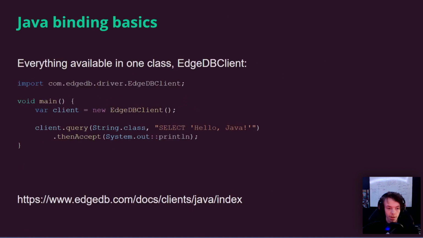Let's go back to Java. So Java exposes everything you'll ever need under the one class, the EdgeDB client class. This class has the same zero argument constructor as the rest of our bindings, automatically resolving the connection arguments via projects. We can call the query method on this class to execute an EdgeQL query, specifying the result type of the query and the query itself.